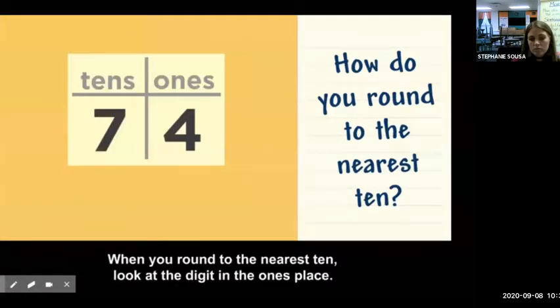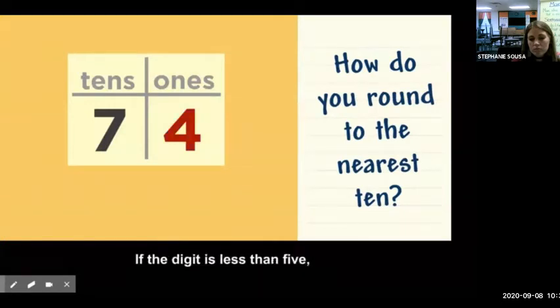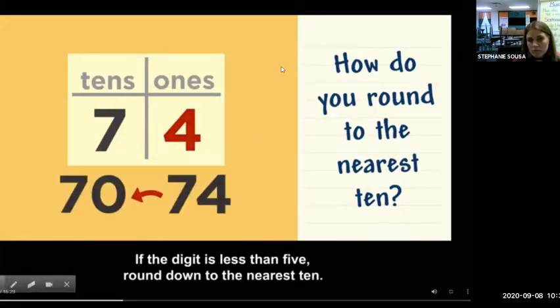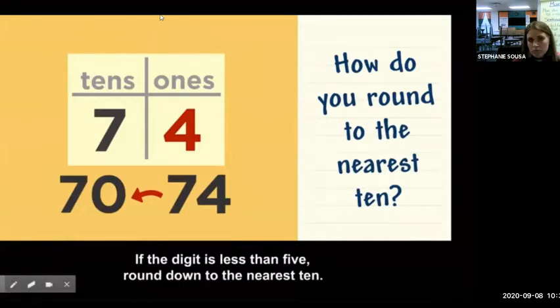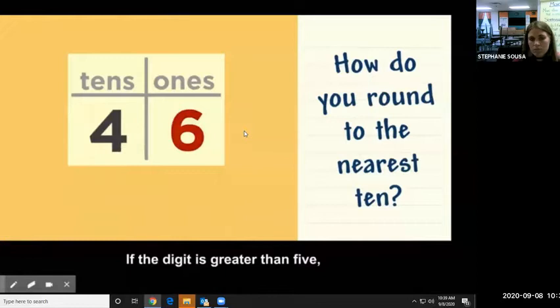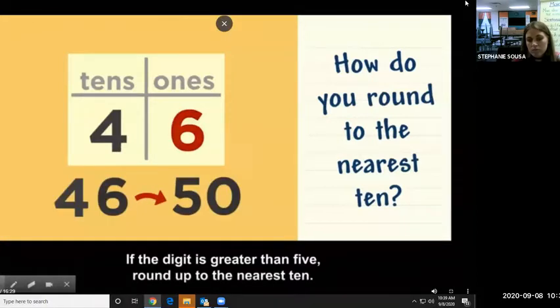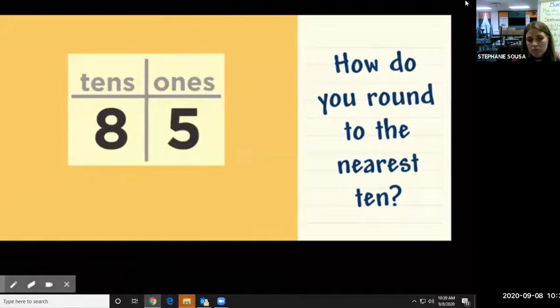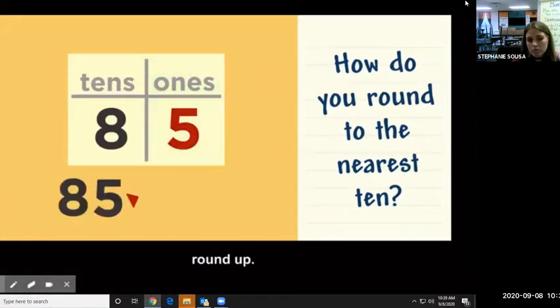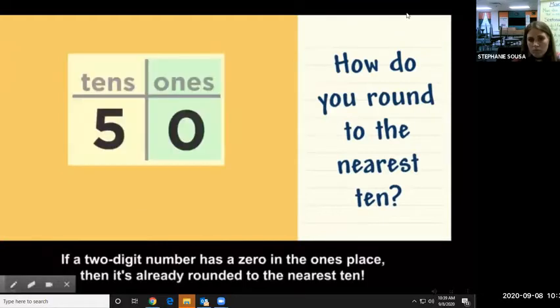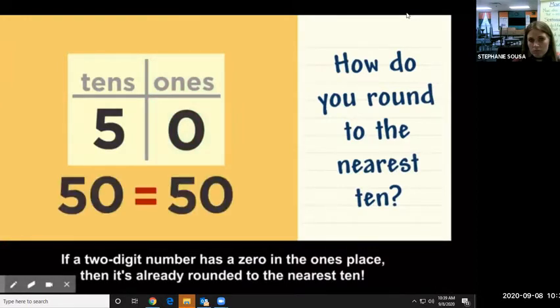When you round to the nearest 10, look at the digit in the ones place. If the digit is less than 5, round down to the nearest 10. If the digit is greater than 5, round up to the nearest 10. And if the digit is equal to 5, round up. If a two-digit number has a 0 in the ones place, then it's already rounded to the nearest 10.